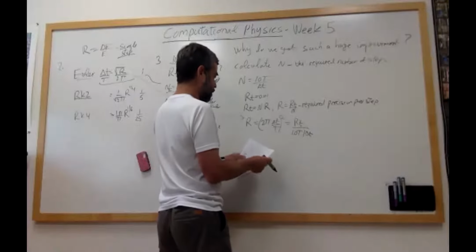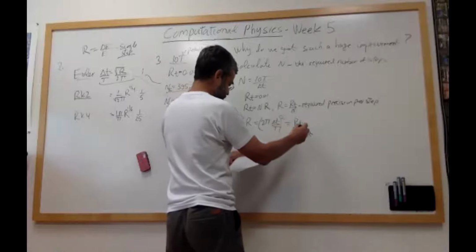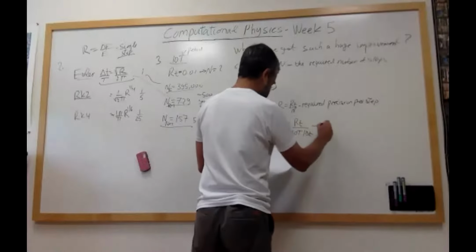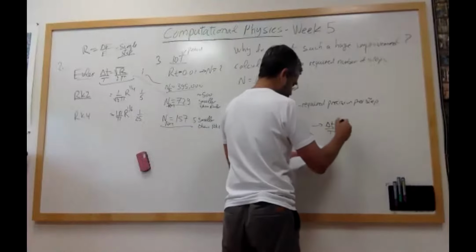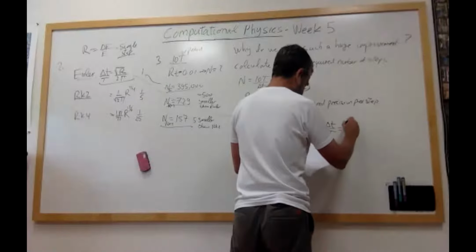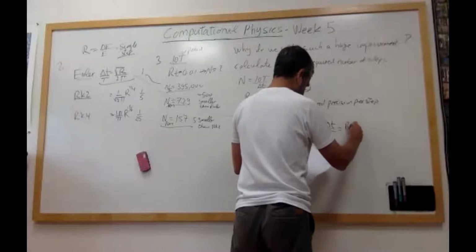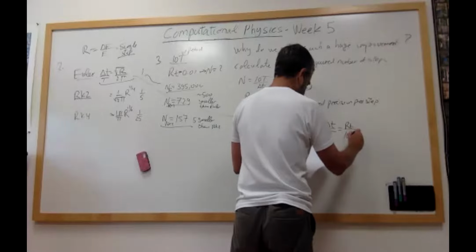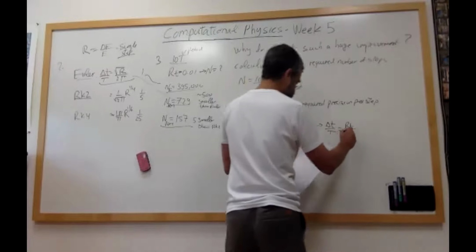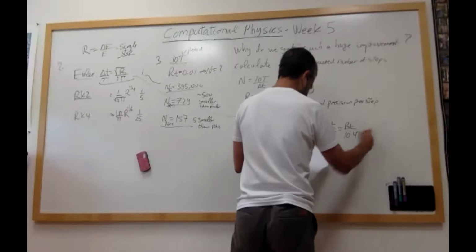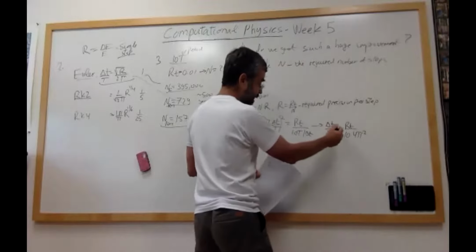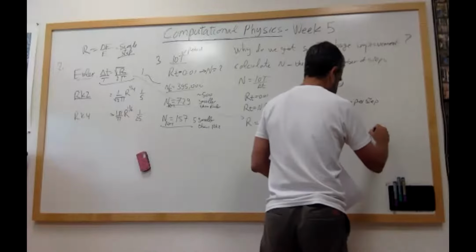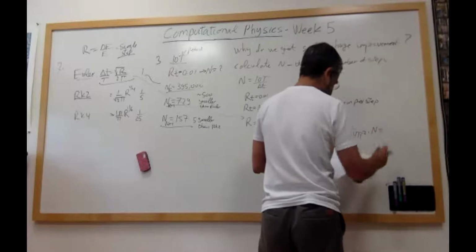Okay, so from this equation we get that delta T over T is RT over 10 times 2 pi squared, so it is 4 pi squared.